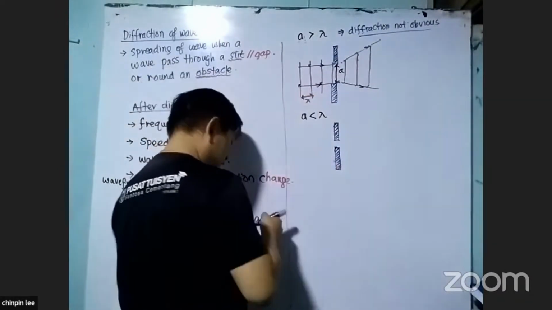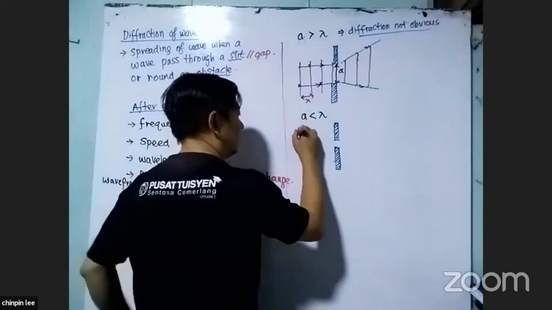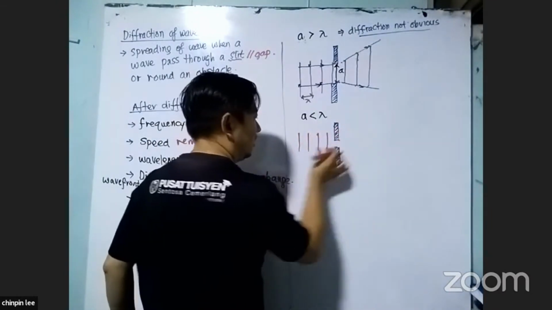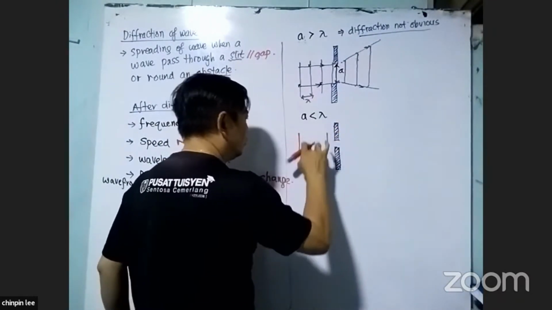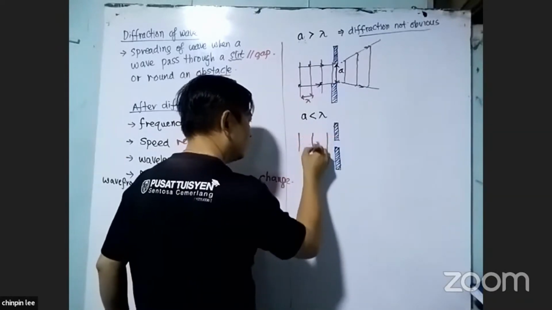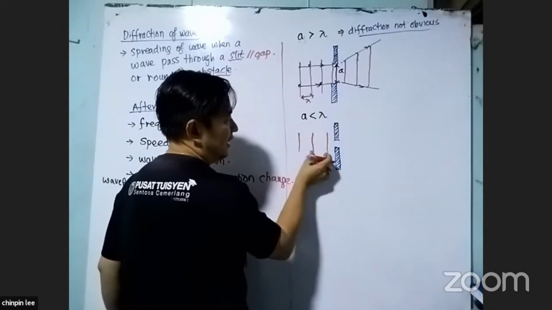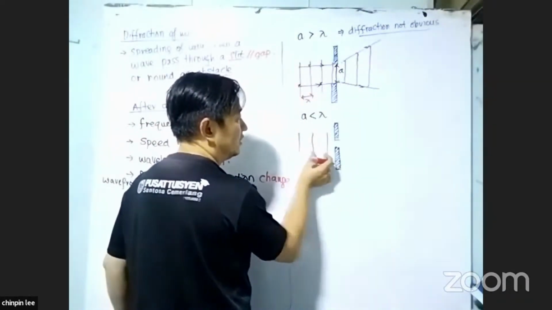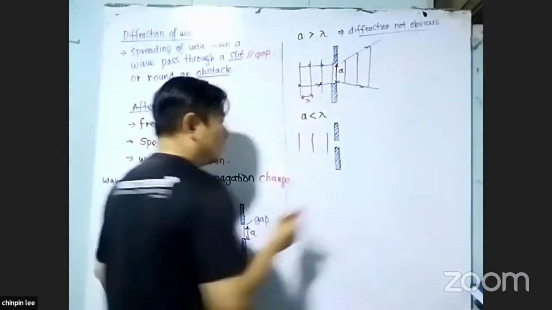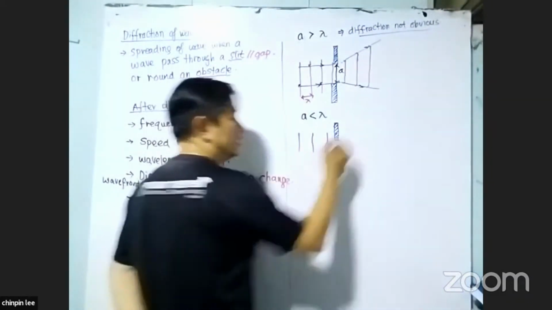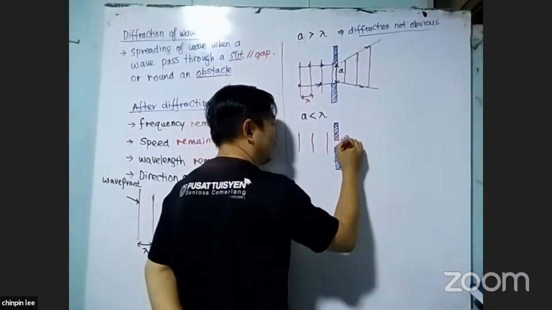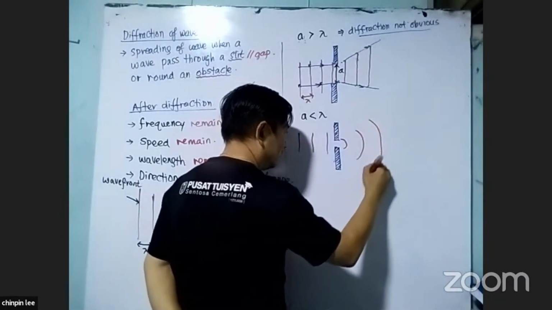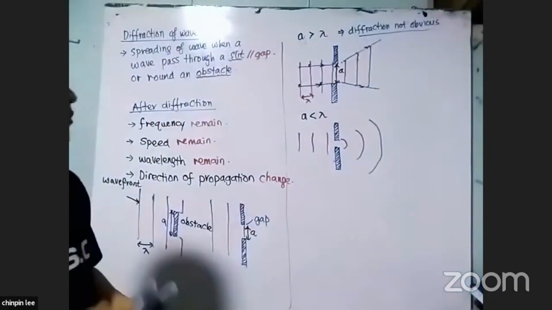Now compared to here, this one. Right? A compared to lambda, right? Maybe I try to make it bigger. The lambda is big. The A is small. So I find after the experiment here, the wave is bending a lot. It bent a lot.